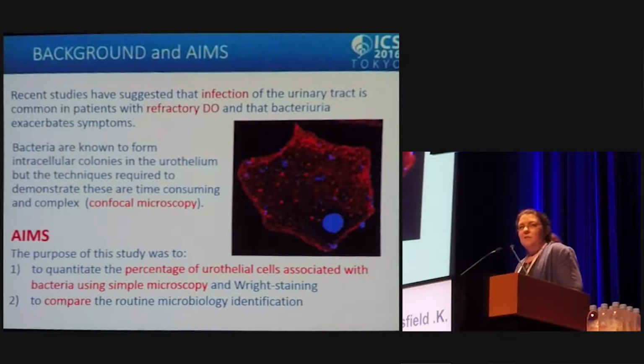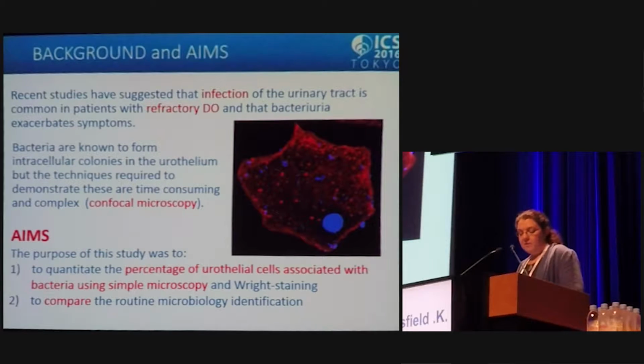The problem is that we know that some of these uropathogens can form intracellular bacterial communities, particularly the uropathogenic E. coli, and that's difficult to demonstrate. It's time-consuming to do the confocal microscopy, and this image here is a confocal microscopy. The red is the wheat germ agglutinin showing the outside of the urothelial cell, and the small bright blue dots are the intracellular E. coli.